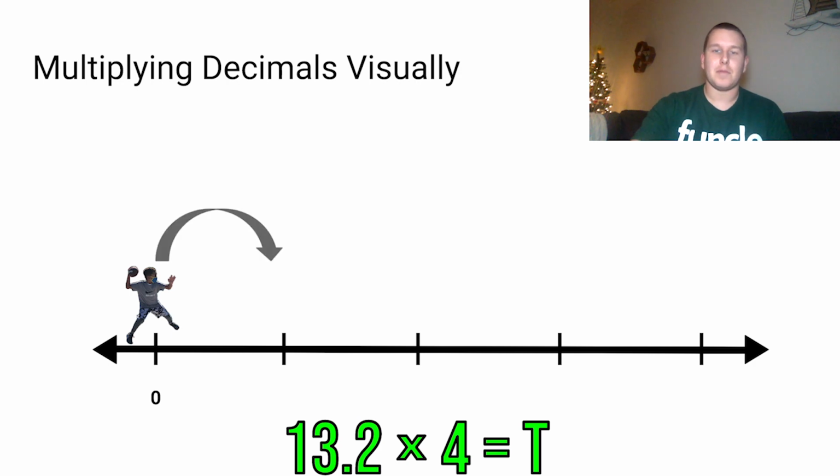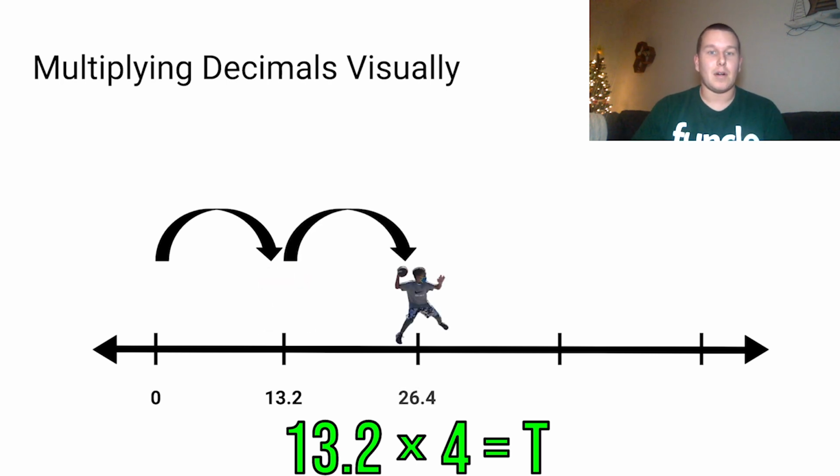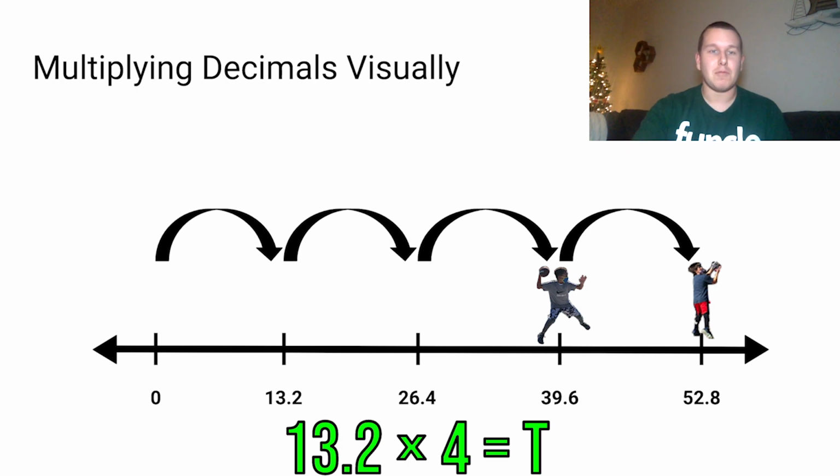So he starts at 0, throws the football, and gets 13 and 2/10. Throws it again, so that's doubling it, or adding 13 and 2/10, which gets him 26 and 4/10. Throws it again, gets him all the way to 39 and 6/10. And he throws it one last time, and Noah makes the catch to get us 52 and 8/10 yards. Not bad, especially since we typically play on the basketball court or on the field, so not really 100 yards, but that's a touchdown for sure.